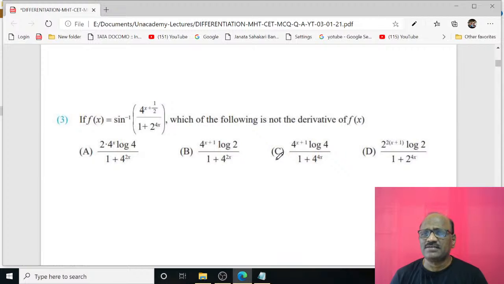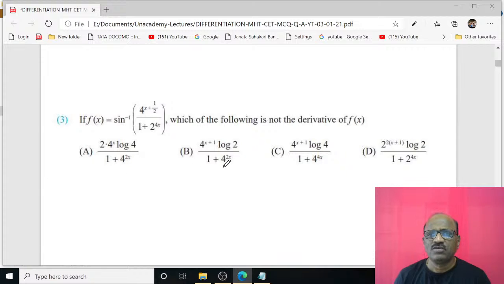One thing is that we check here the denominator. We apply here the elimination method. Which of the following is not the derivative? If you apply here the elimination method, then see this here, 1 plus 4 raised to 2x, here it is.